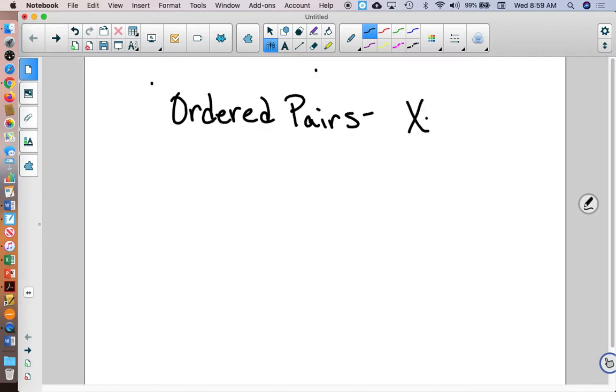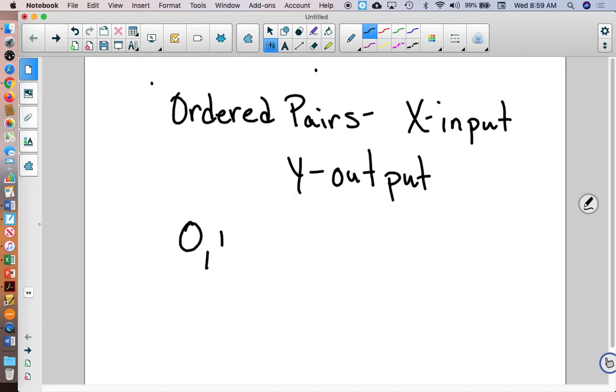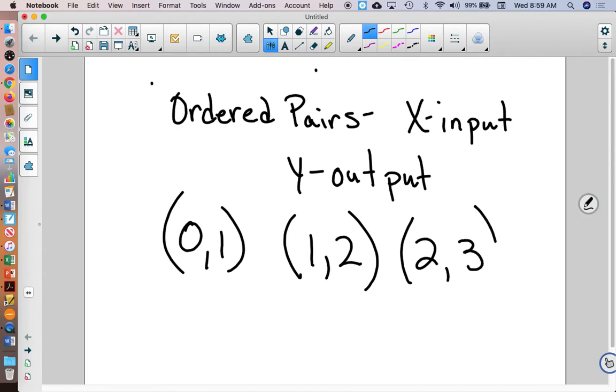The X stands for the input, and the Y stands for the output. Okay? Input and output. And then, if we were to put up a list of ordered pairs, we would say 0, 1. If I put in a 1, I get 2. If I put in a 2, I get 3. This is my, blue is the input.